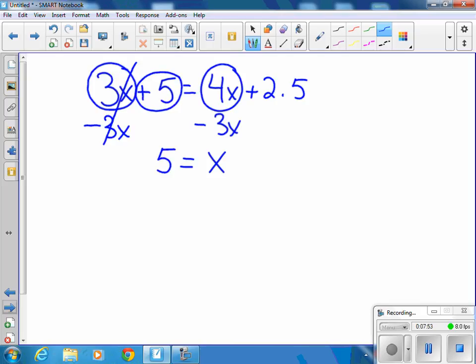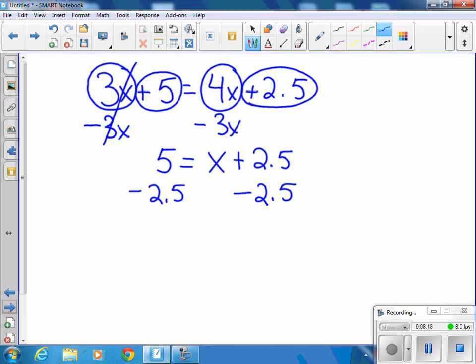Now, I'm not done yet, though, because look what I still have on the right-hand side. I'm not finished. I still have to bring this down. So I still need to add to this 2.5. Okay, so now this is our one-step equation here. All I need to do is get rid of our 2.5. To do so, I'm going to subtract 2.5 from the right-hand side. And I'm also going to subtract 2.5 from the left-hand side. Keep my equal signs nice and lined up.